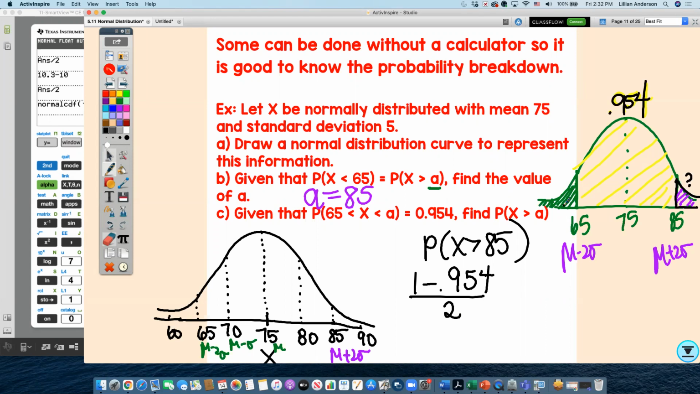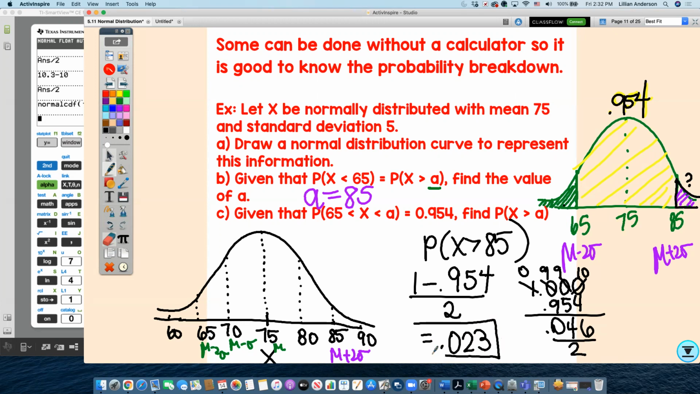Now this is non-calculator, so I might have to go a little old school here and do some subtraction. Borrow, borrow, borrow. I don't know how you learn how to do it, but this is how I learned how to do it. So 1 minus 0.954 is 0.046. I need to divide that by 2 to get my answer to part C. What's 0.046 divided by 2? 0.023. And then that would be the probability that X is greater than 85.